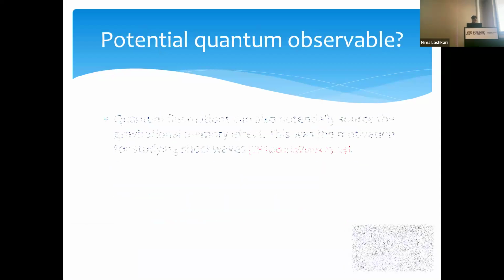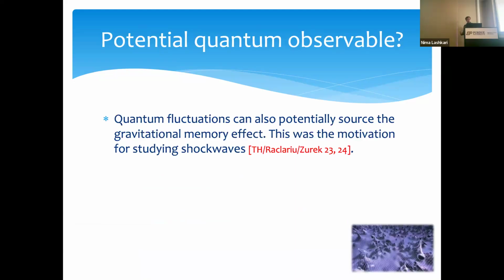Okay, so traditionally, when people talk about the memory effect, there's always a classical source that's creating gravitational radiation that's sourcing the memory effect. But it turns out that you can actually have quantum fluctuations that can also source the gravitational memory effect. So this was the motivation in studying shock waves in this paper that I wrote with Anna Maria Raclero and Catherine Zurich, this pair of papers in 23 and 24.